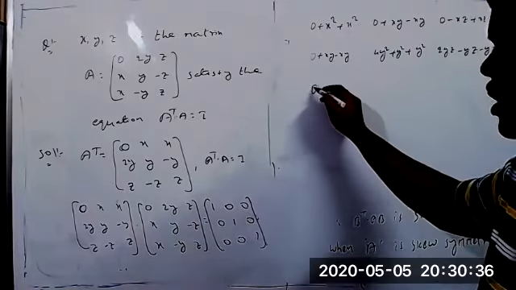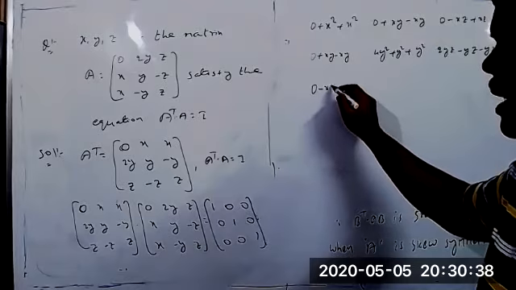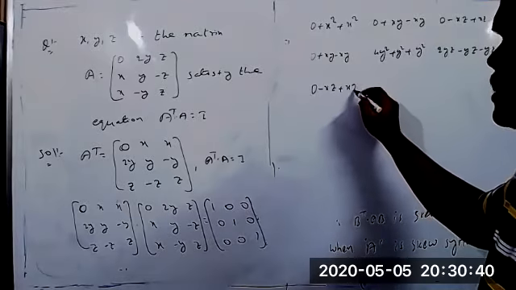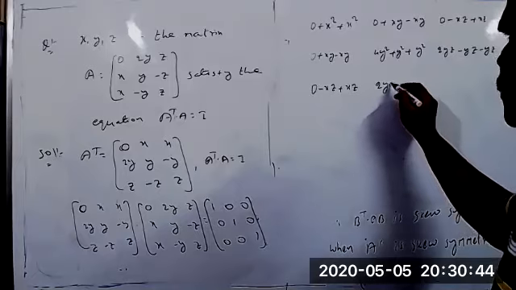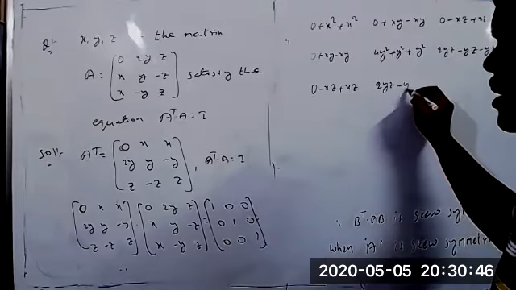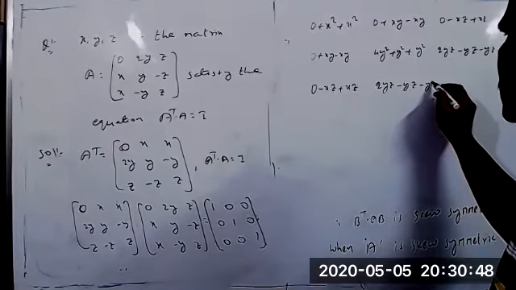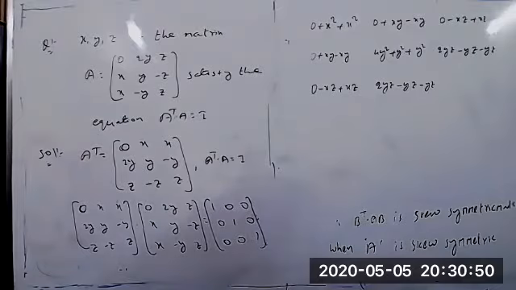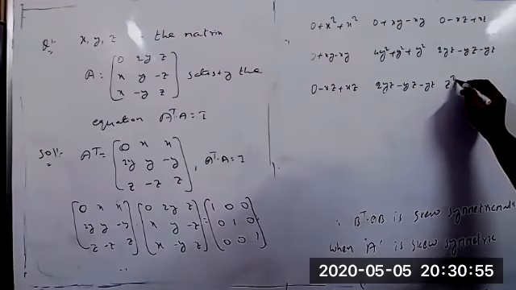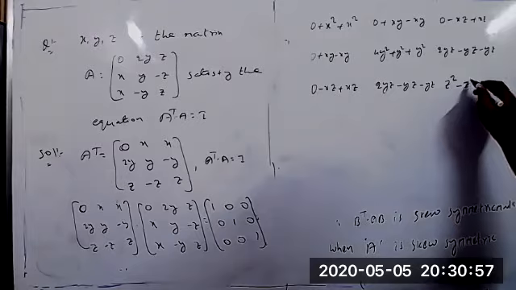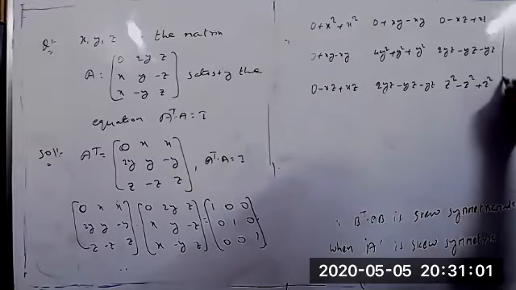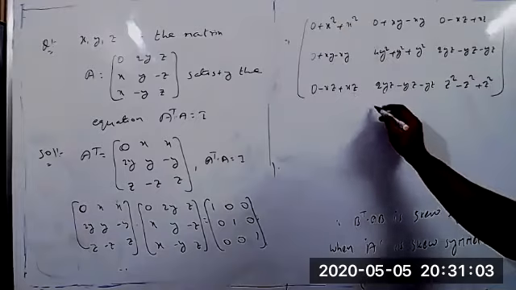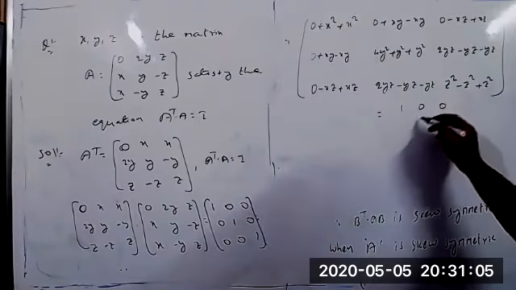Z into 0 equal to 0, and minus xz plus xz. Next, z into 2y equal to 2yz, minus yz, minus yz. Next, third row into third column. Z into z equal to z square, minus z square and plus z square, and it should be equal to the 1, 0, so 0.